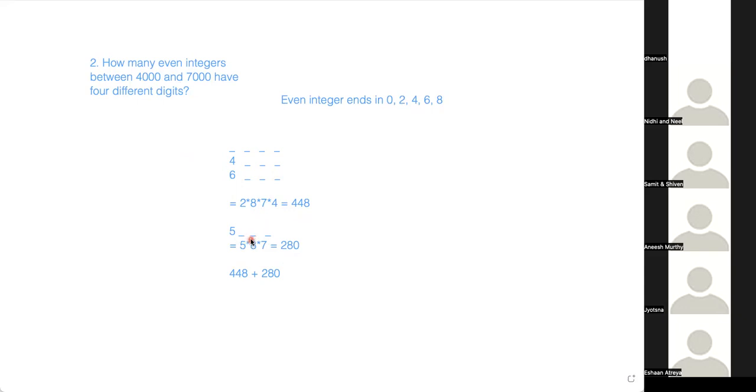So 8 times 7 to fill these 2, 5 choices for the last one. So 8 times 7 times 5, we know is 280. So 280 plus 448 gives us the answer of 728.